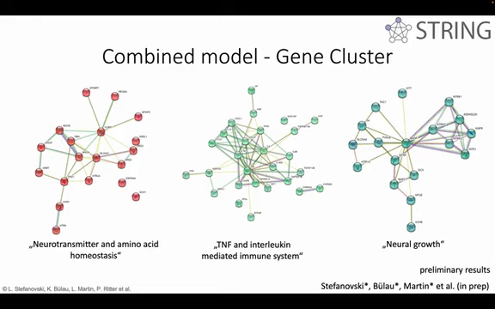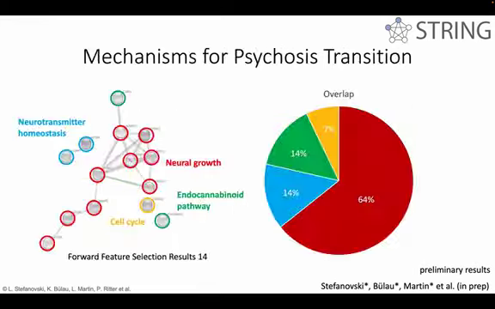main clusters of processes, which were the neurotransmitter and amino acid homeostasis. Of course, not so surprising, because it contains, for example, the dopamine and the other catecholamine homeostasis. But it also included neural growth, for example, with a brain-derived neural growth factor, and a very interesting cluster about interleukins and tumor necrosis factors, so immunological factors, which is of course very interesting, because this is a cluster that we can possibly also treat in an experimental study.